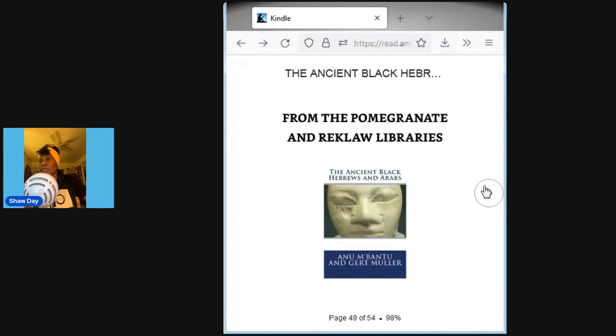Okay, so I basically was just trying to show some photos. Here's another good book too. I have this one here from the Pomegranate and Reclaw Library. It's the Ancient Black Hebrews and Arabs. I have this book as well.